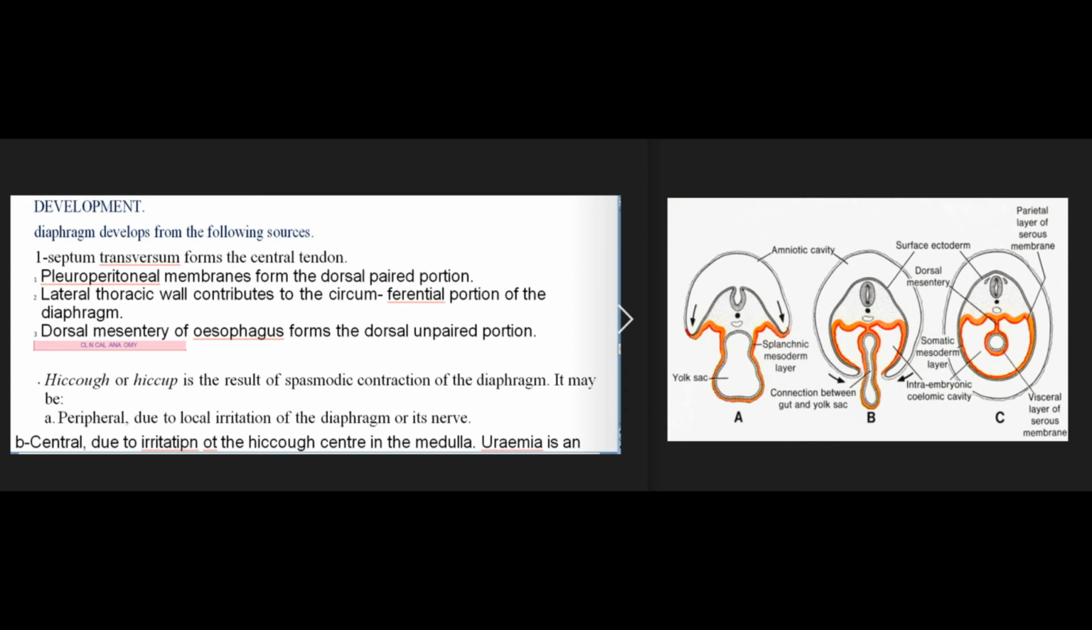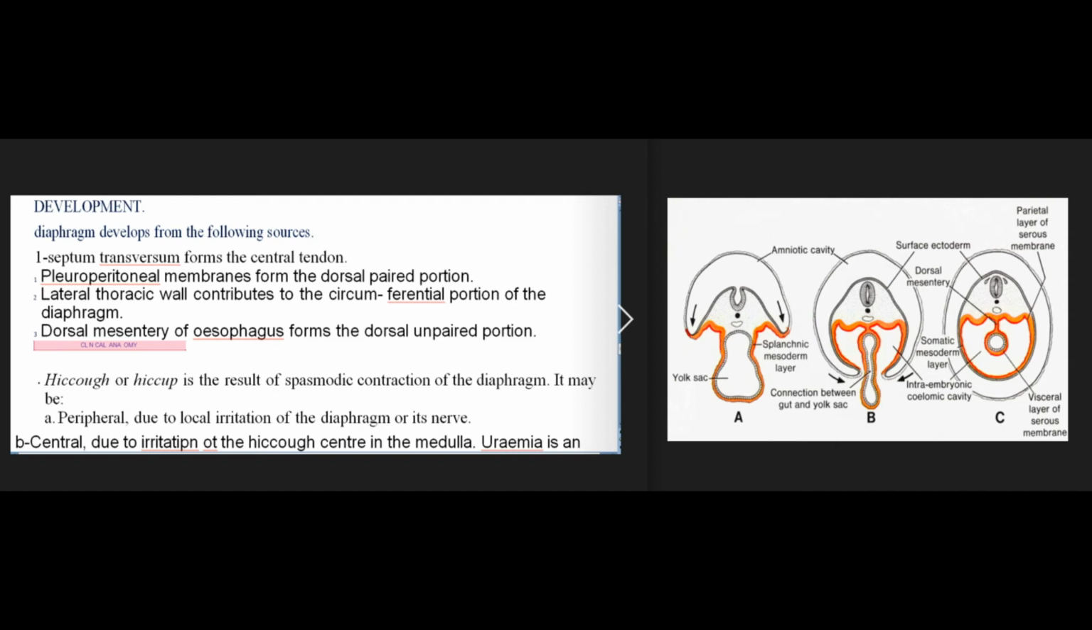Pleuroperitoneal membranes form the dorsal paired portion. 2. Lateral thoracic wall contributes to the circumferential portion of the diaphragm. 3. Dorsal mesentery of esophagus forms the dorsal unpaired portion. Hiccup is the result of spasmodic contraction of the diaphragm.